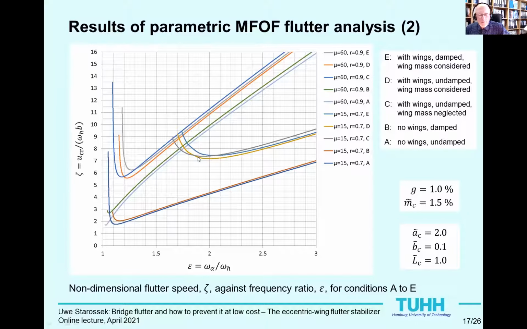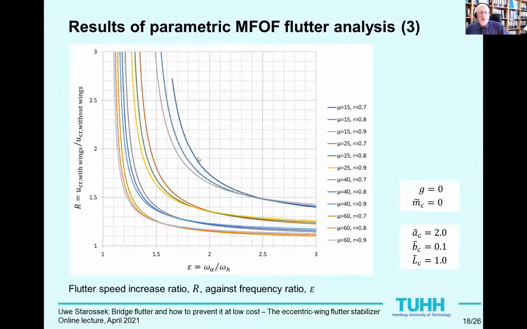To better illustrate the effect of adding wings, we now consider ratios of the flutter speeds of the bridge with and without wings. This diagram shows the flutter speed increase ratio r plotted against the frequency ratio epsilon, again for selected values of the mass ratio mu and the mass radius of gyration r. The wing configuration is the same as on the previous slide. Both the structural damping and the wing mass have been included in the analyses.